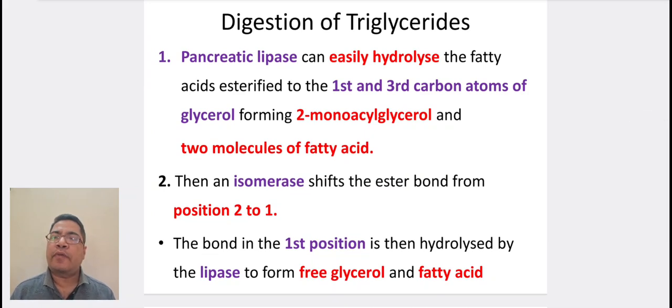Coming to digestion of triglycerides. Pancreatic lipase can easily hydrolyze the fatty acids esterified to the first and third carbon atoms of glycerol, forming 2-monoacylglycerol and 2 molecules of fatty acids. Then an isomerase shifts the ester bond from position 2 to 1. The bond in the first position is then hydrolyzed by the lipase to form free glycerol and fatty acids.